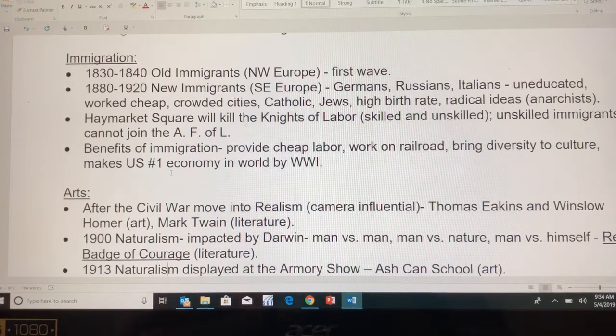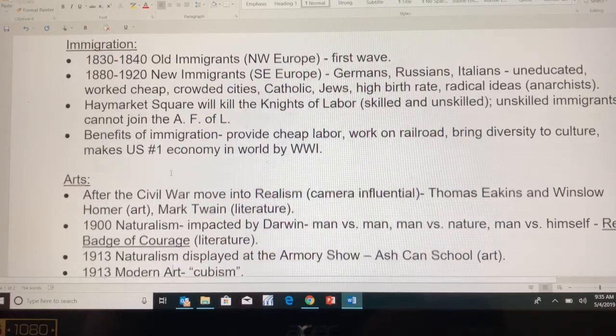However, on the other side, we have the AFL, and the AFL, the American Federation of Labor, is only skilled workers, and we're going to see immigrants cannot join, and the AFL will have greater buying power because they are skilled workers. They have a trade. We're going to see immigrants, they're highly beneficial. We're going to see they provide cheap labor. They worked on the railroads, such as the Chinese and the Irish. They're going to bring diversity to our culture, new concepts. And we're going to see they're going to allow our industrial economy to become number one.